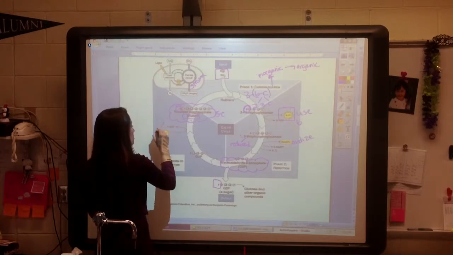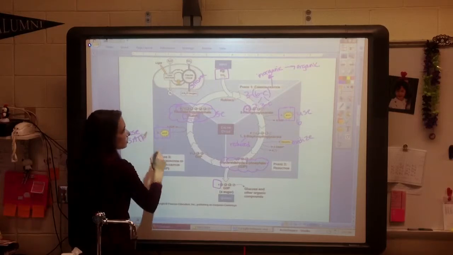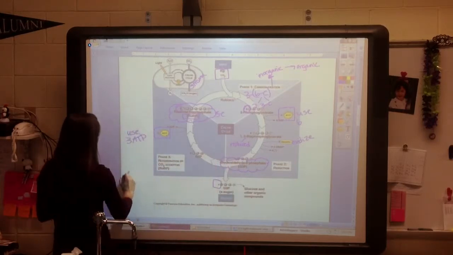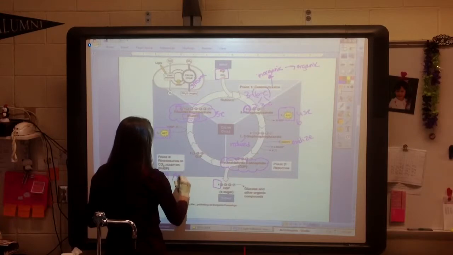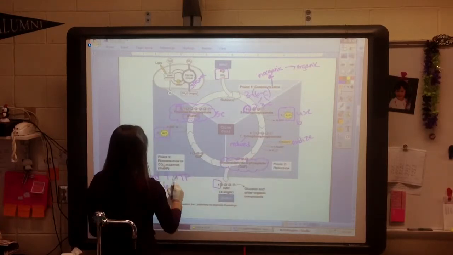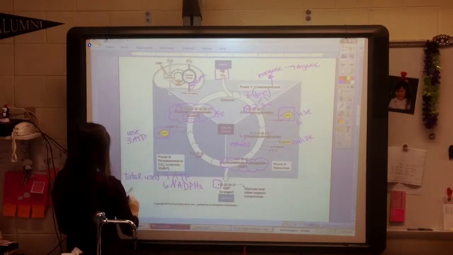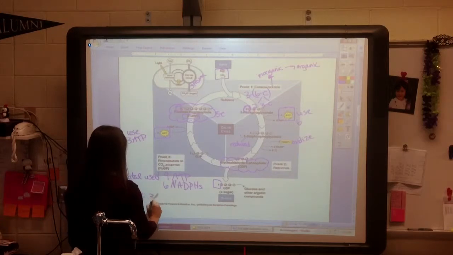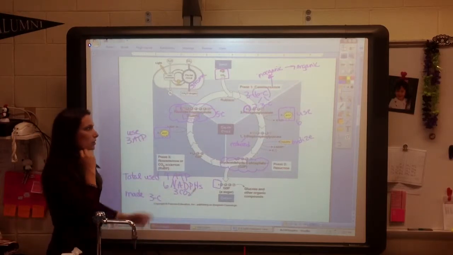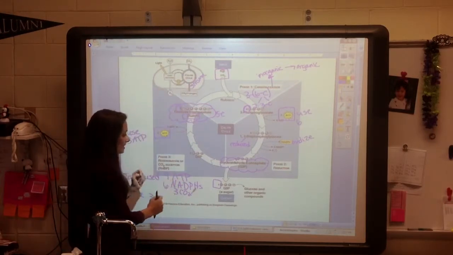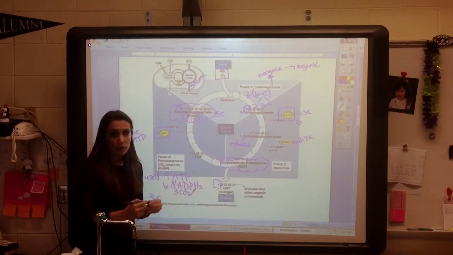You'll notice that we do need to use 3 more ATPs. So this means that we have actually total used 9 ATPs, 6 NADPHs, and we have made 1 3-carbon compound. We did use 3 CO2s as well. So we used 3 CO2s, 9 ATPs, 6 NADPHs, and I've made 1 3-carbon compound.